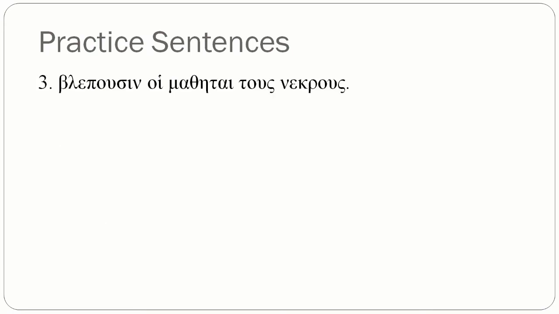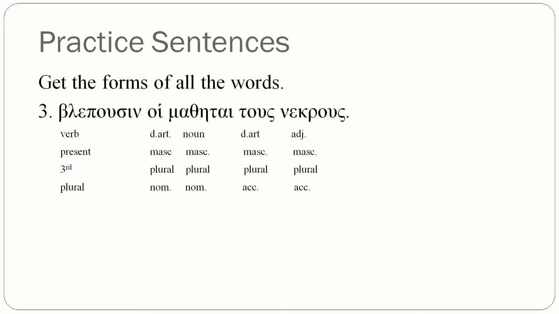Third sentence, blepusin hoi mathetai tus necrus. Okay, first step, of course, let's get all of our forms of the words. So we're going to work those out. Blepusin is a verb. It's the present tense. There is no sigma at the end of that stem. The ending there is a third person plural with the movable nu on it because the next word begins, well, the next word is comprised entirely of a diphthong.